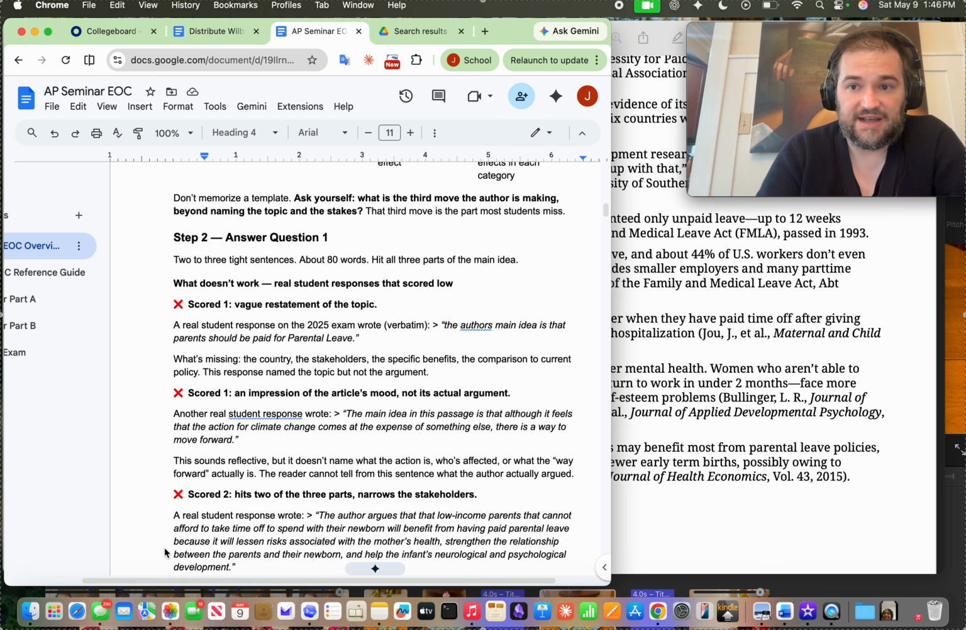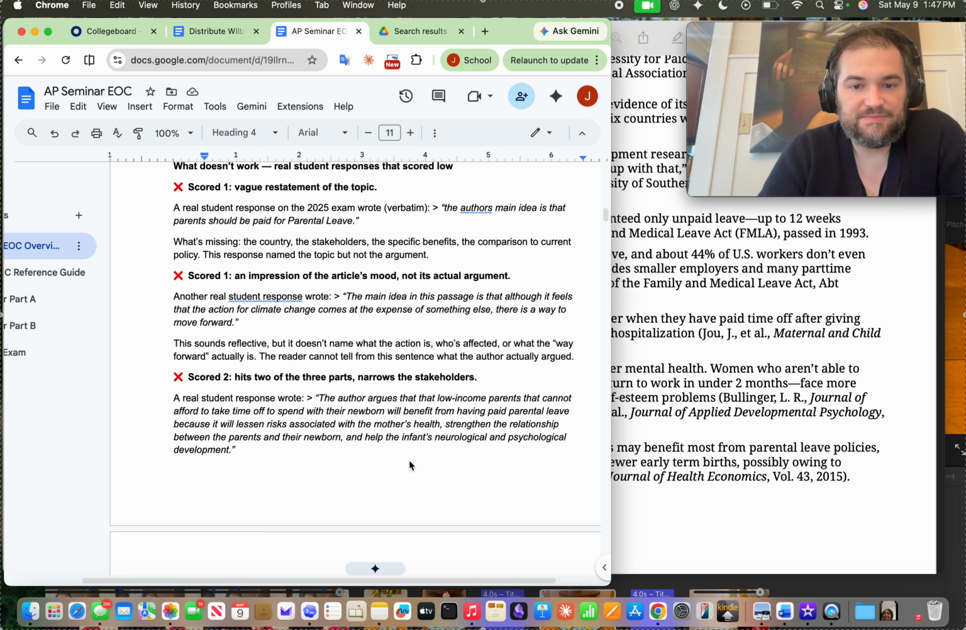Now, here are some answers that did not work for the AP. "The author's main idea is that parents should be paid for parental leave." They were like, no, wrong, bad. It was missing these things: country, stakeholders, specific benefits, things like this. This also scored a 1 out of 3 possible points: "The main idea in this passage is that although it feels that the action for climate change comes at the expense of something else, there is a way to move forward." Too vague. Not clear what the 3 things are. This one's a 2. Let you read that.